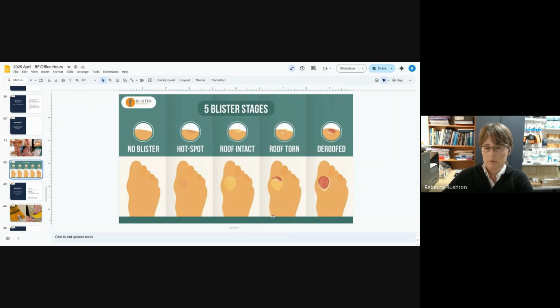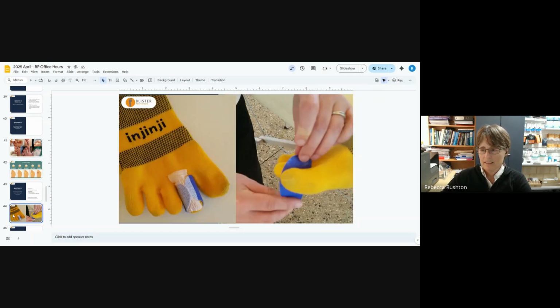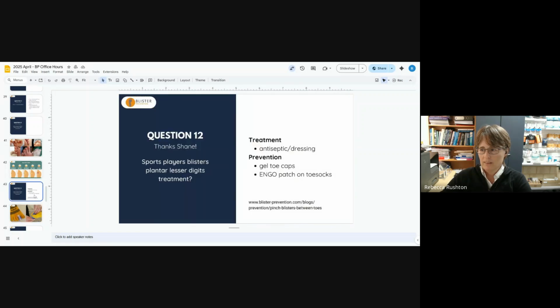I see heaps of pinch blisters at these ultra marathons, so I'm well versed in what works and what doesn't. The pick of the bunch is easily gel toe caps. I use a cap because the blister often extends towards the apex of the digit, and if you use a sleeve, often we just miss that end of the toe.